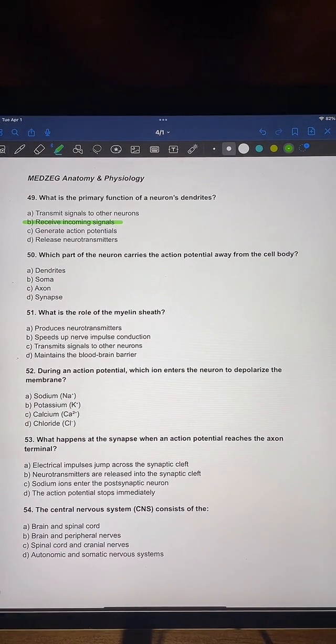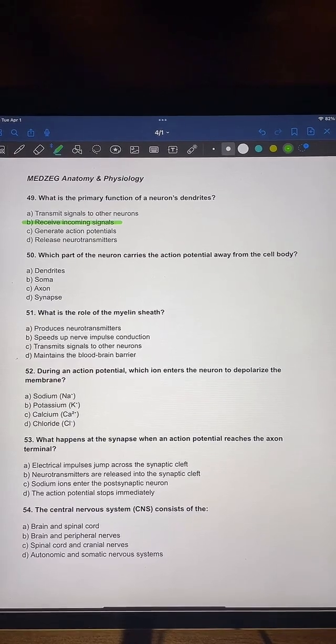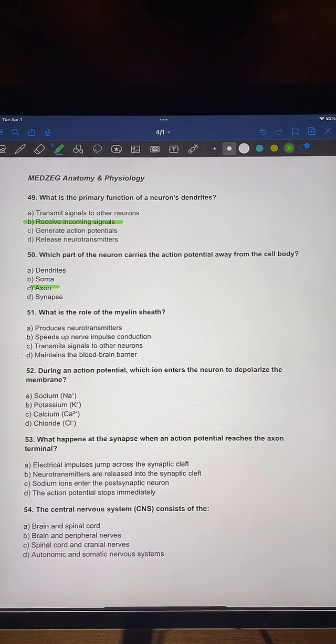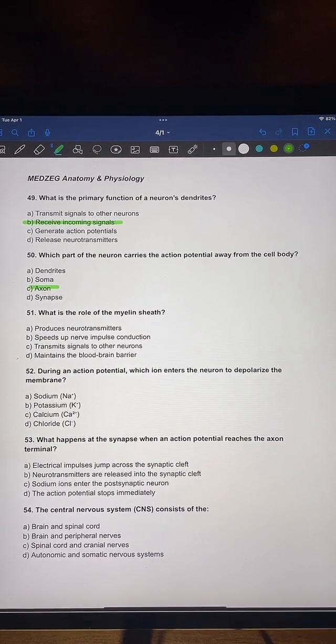50, which part of the neuron carries the action potential away from the cell body? Awesome, guys. It is C. Axon is away. Dendrite receives.